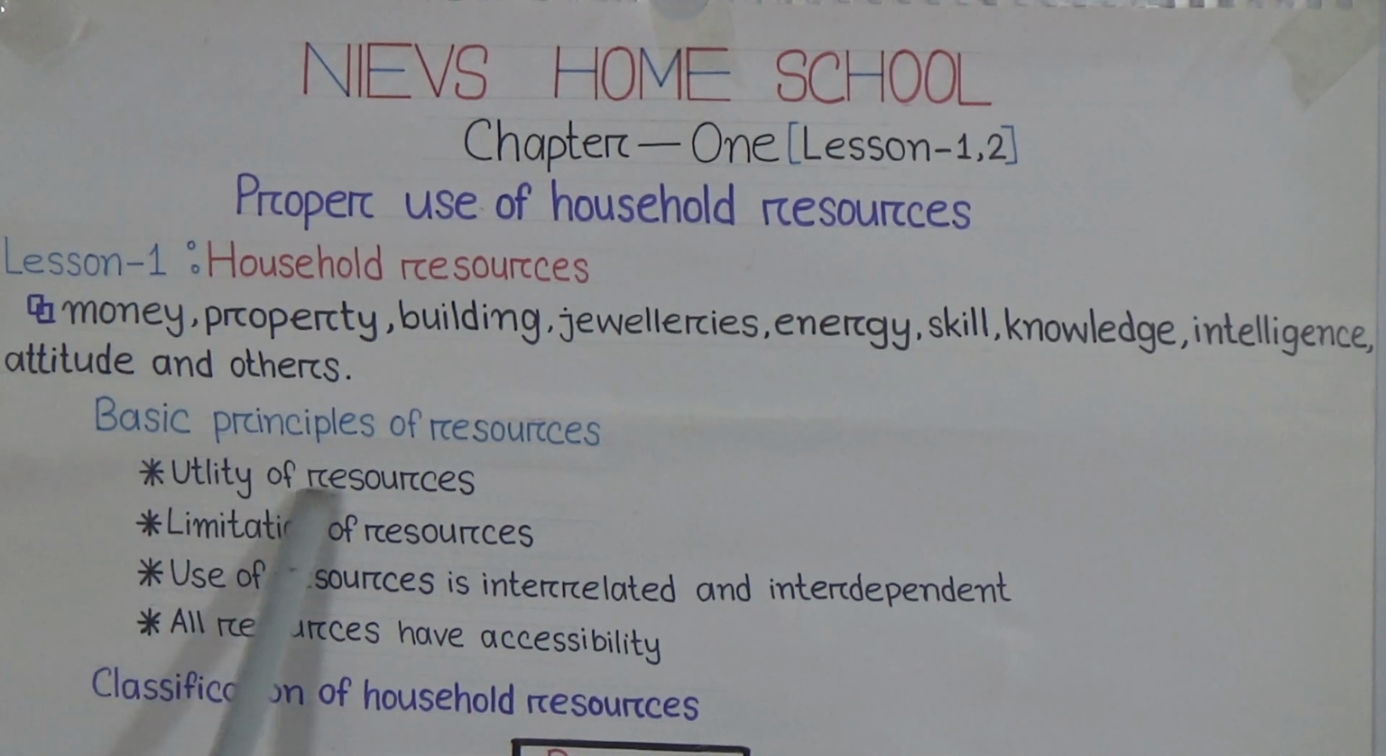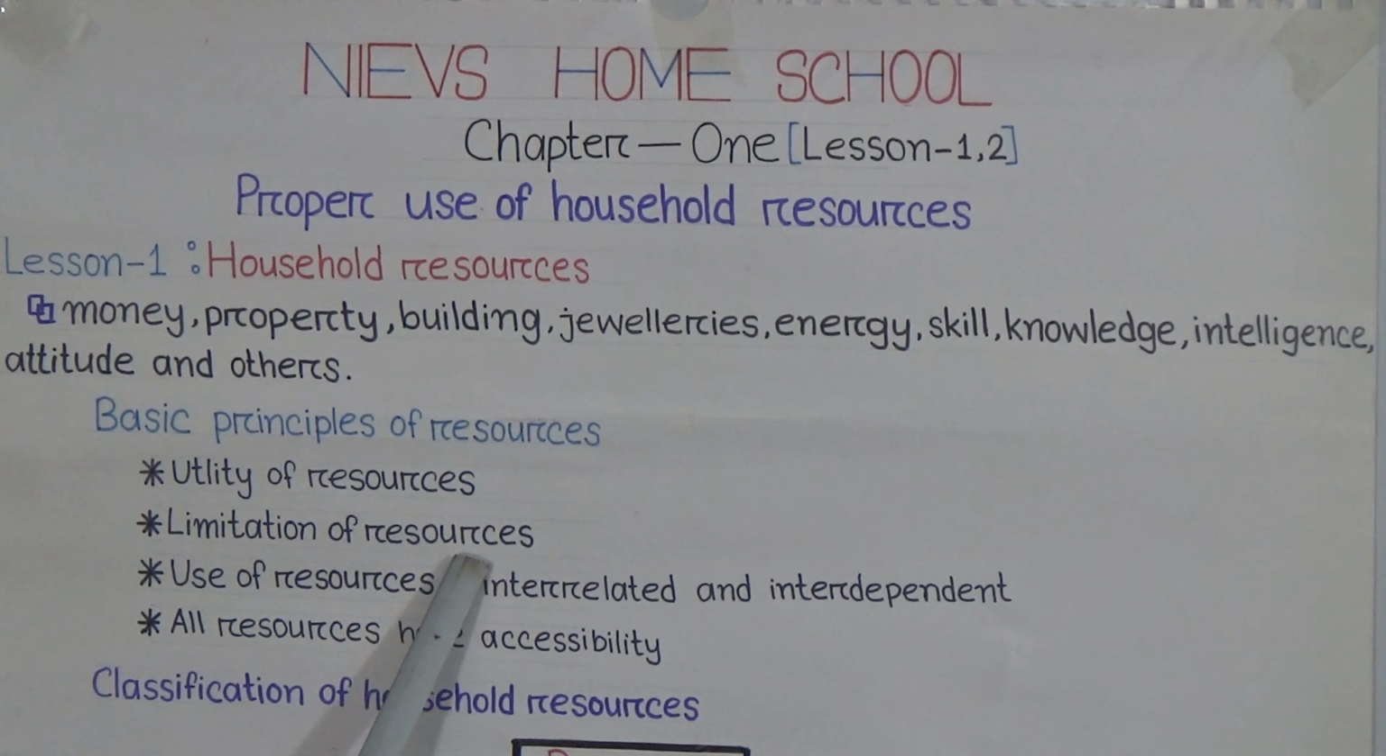Now, first of all, utility of resources. In our daily life, we find resources like money, property, jewelry, etc. All these must have utility. And we know there are some resources which are limited in our life. Like we can say we have a shortage of money, we have a shortage of energy, and time. So we have to use them properly so that there is no wastage of time, money, or any other resources.